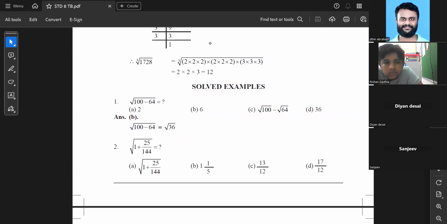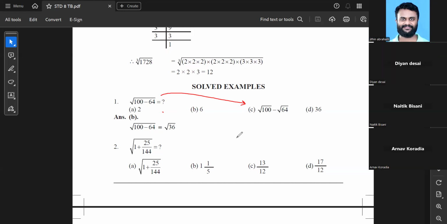Thank you. So, in this case, first of all, 100 minus 64. Let me ask you one thing. Can I write this like this? Can I say that this can also be written as this? No, sir, because you can only break a square root when it's multiplication or division. Very good, very good. I'm really proud of you guys.